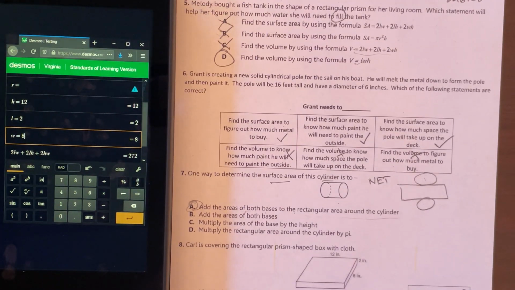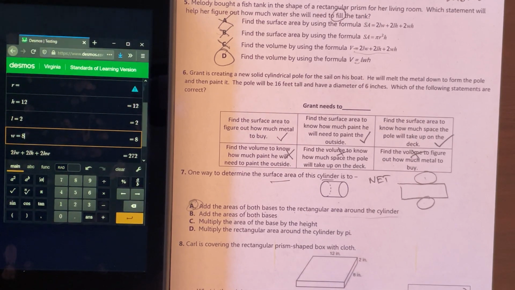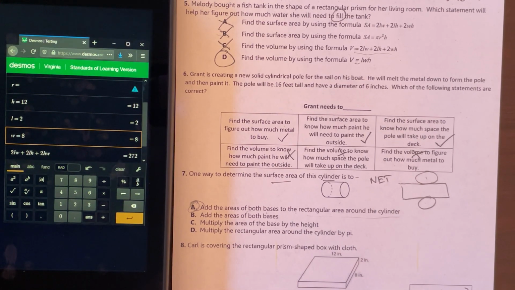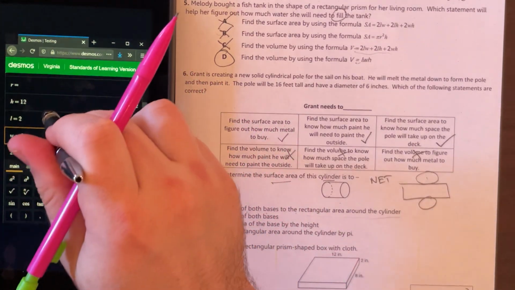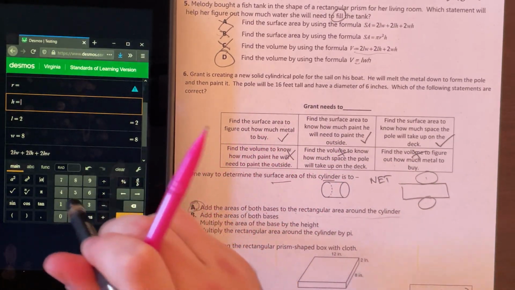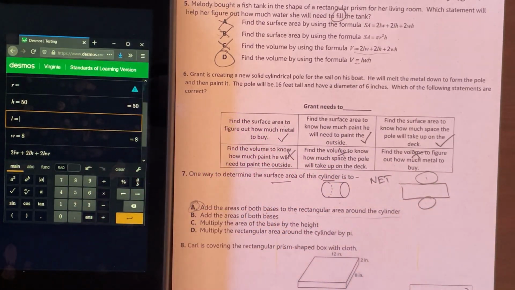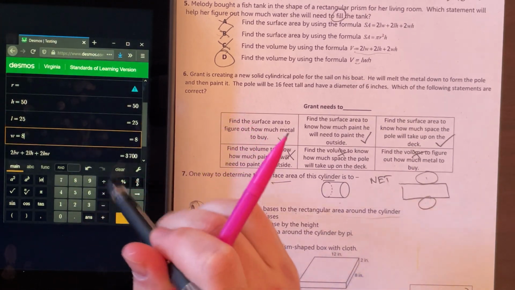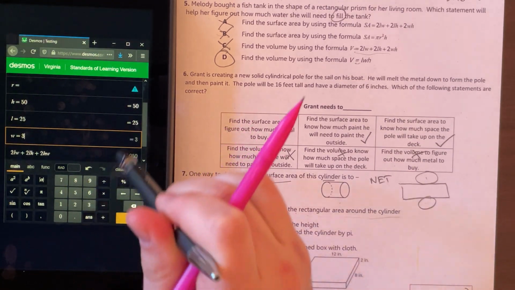Then lastly, it says the swimming pool is 50 meters long, 25 meters wide, and 3 meters deep. A liter is the same as 0.001 cubic meters. How many liters of water are needed to fill the pool? So what I can do is this. I can say, all right, I have 50, I have 25, and I have 3.